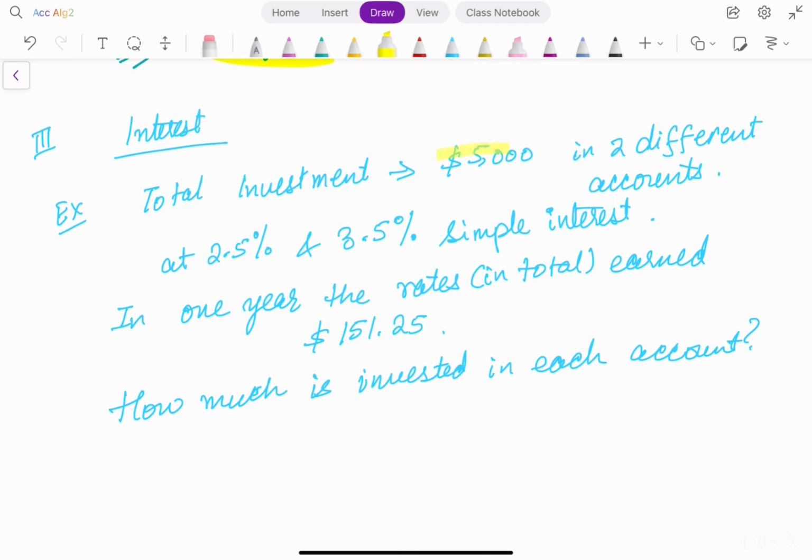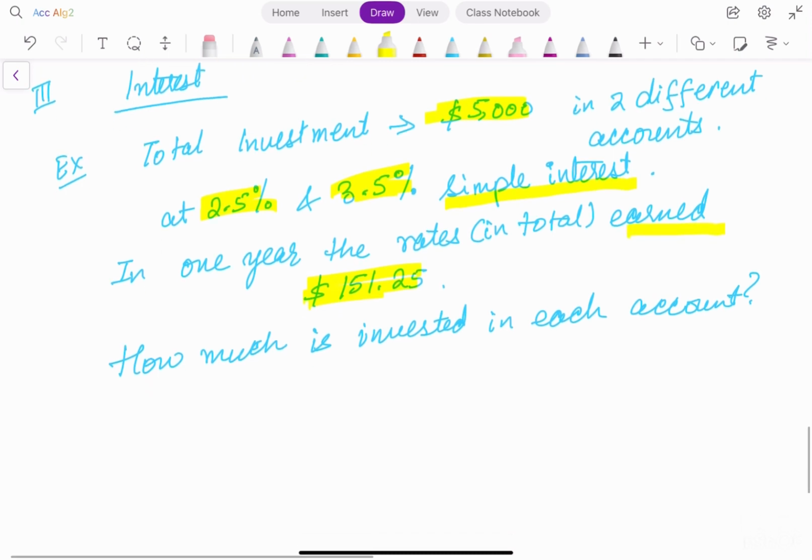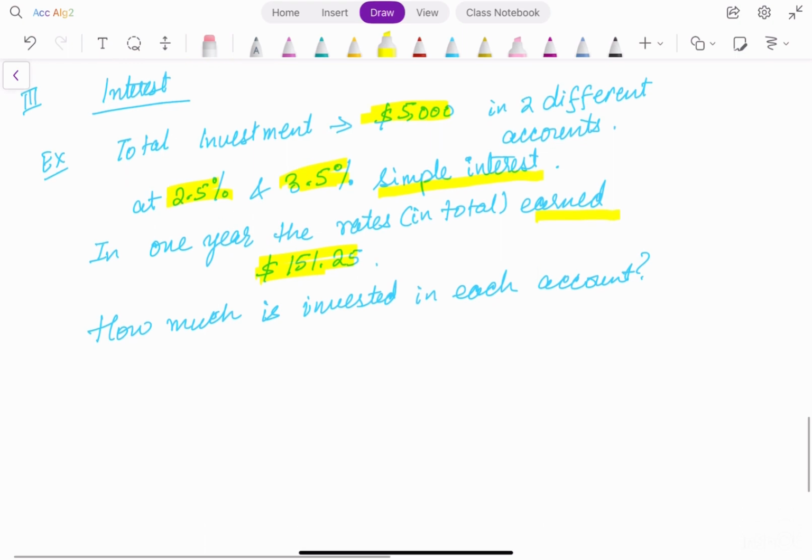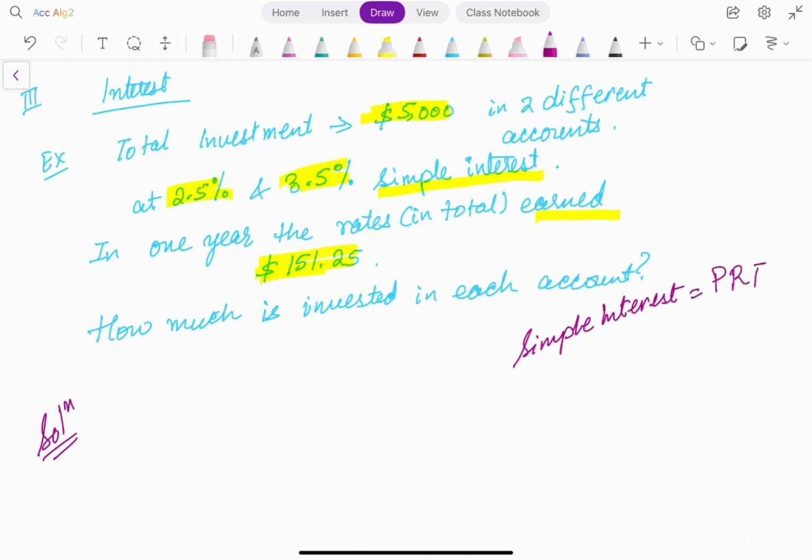So there is a bunch of information happening here. Let's highlight what is given to us. So 5,000, we have two rates of interest, simple interest, and the amount that we earned. Let's try to solve it in small chunks. Let's calculate the simple interest for the two different bank accounts. So how to calculate the simple interest? Simple interest is principal times rate times time, or in a simple way we can say PRT. That is your simple interest.